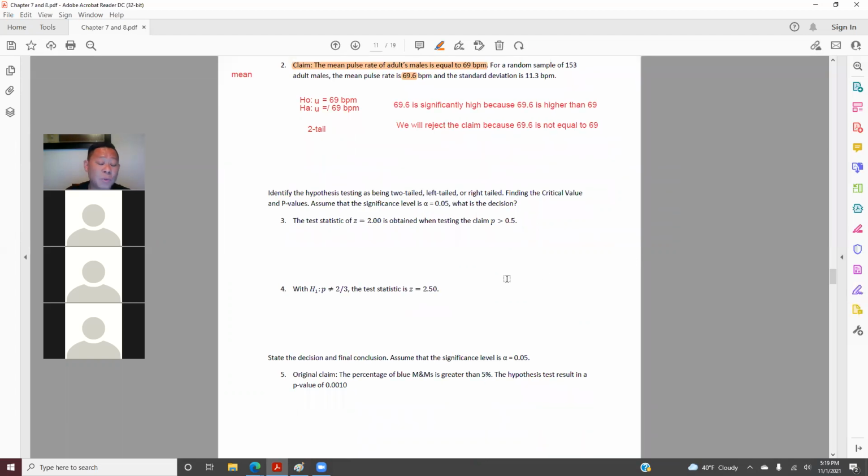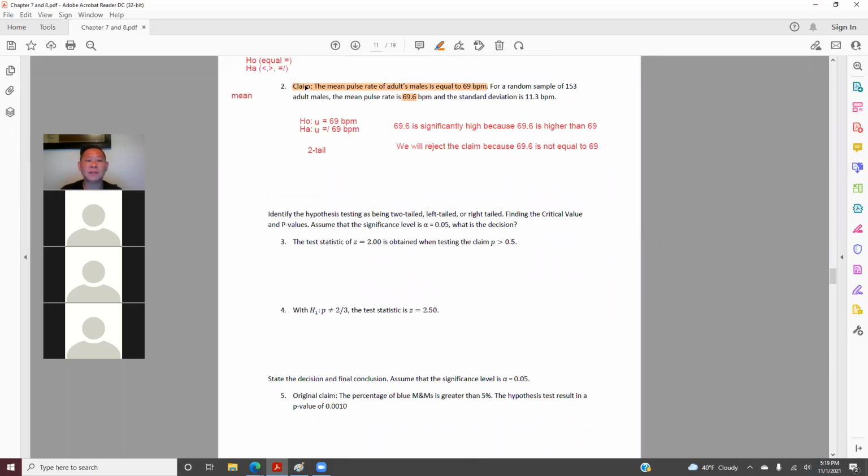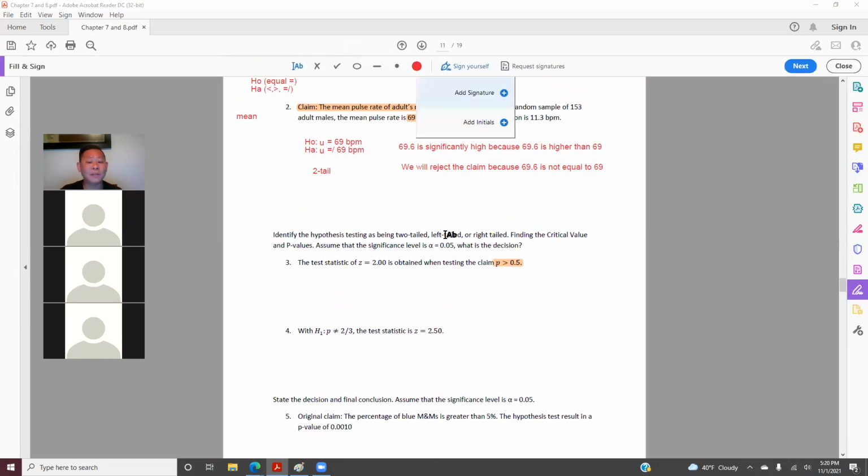If you look at question 3, do we have a claim statement here? Where is the claim statement? Usually we highlight the claim statement. Anyone, question 3, where's the claim statement? The claim statement is right over here. So we always highlight this one. Can someone tell me, this is your claim statement, is this a two tail, a left tail, or a right tail?